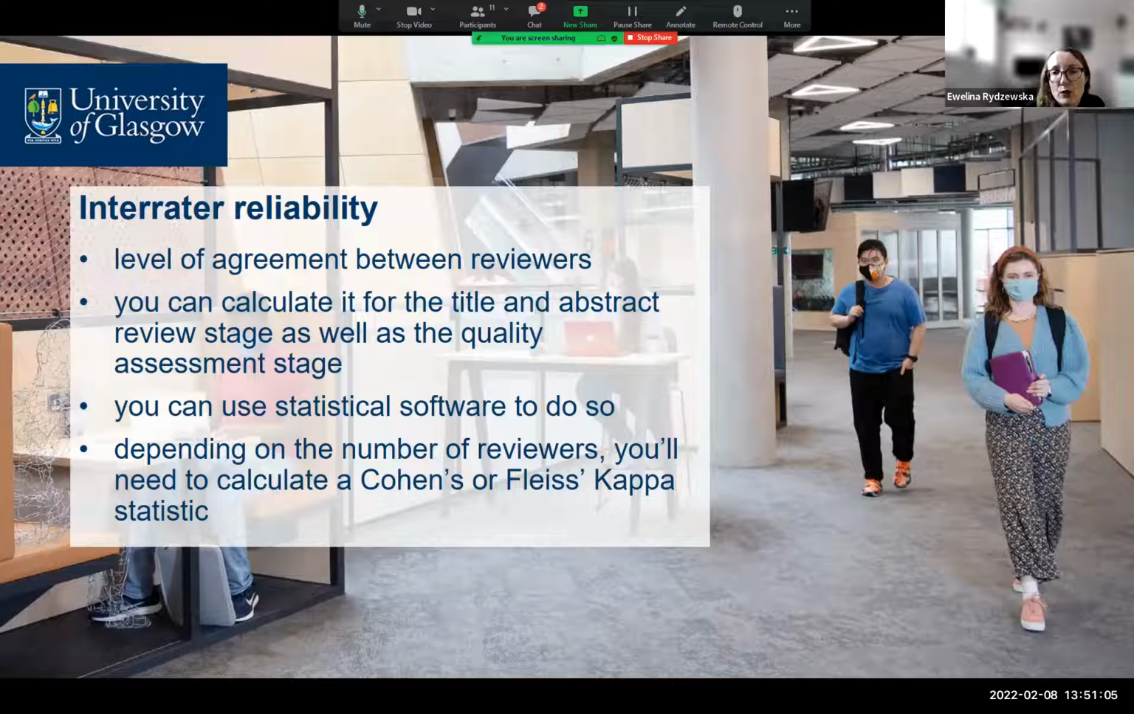And to do that, you use what's called a Cohen's or Fleiss's kappa statistic. You can use statistical software to do it, or you can find online calculators to do it for you really quickly. In the past, I've also used SPSS, and it's really easy to do. If you've got any questions about the process, you can always email me, and I can explain it to you. Cohen's kappa is used to calculate inter-rater reliability between 2 reviewers. Fleiss's kappa is for more than 2 reviewers. So, for example, if you've got 3 reviewers involved in your systematic review, then you would calculate the Fleiss's kappa.